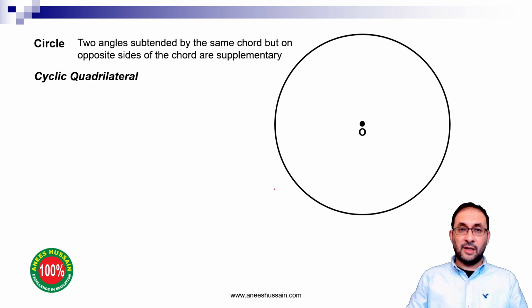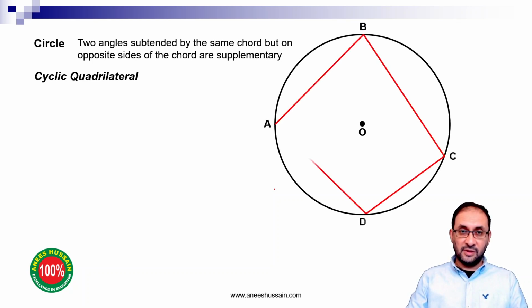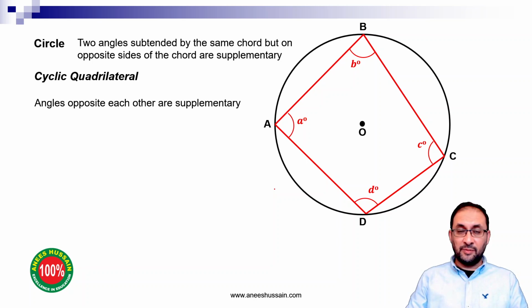The cyclic quadrilateral is a quadrilateral whose vertices are all on the circumference of the circle. When you create a quadrilateral like this, there are obviously four angles being created. Let's call them angles A, B, C, and D. And the angles opposite each other are always going to be supplementary. That means they will add up to 180 degrees, which means that A plus C should be equal to 180 degrees and B plus D should also be equal to 180 degrees.